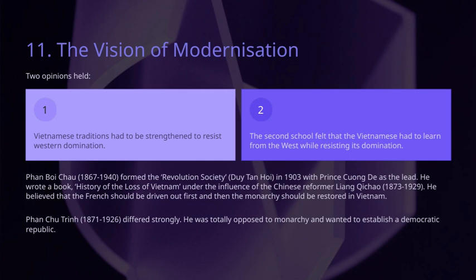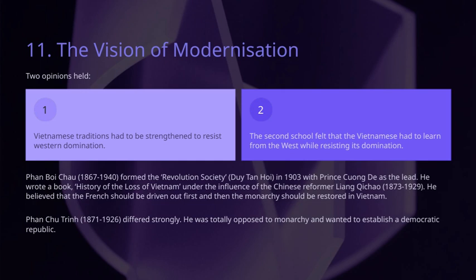On the other hand, Phan Boi Chau, who lived from 1867 to 1940, took a different approach. In 1903, he formed the Revolution Society, or Dai Tan Hoi, with Prince Quang Du as the leader. He also wrote a book called History of the Loss of Vietnam, influenced by the Chinese reformer Liang Qichao. Phan Boi Chau believed that Vietnam first needed to drive out the French and then restore its monarchy. So, while both thinkers wanted to strengthen Vietnam and resist Western influence, their methods and visions differed quite a bit.